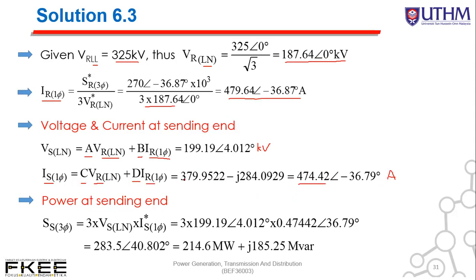Now we can calculate the power at the sending end. It is nothing but S sending three phase equal to 3 times sending voltage single phase times sending current single phase conjugate. And we got this value, 214.6 megawatt plus j185.25 megavar.